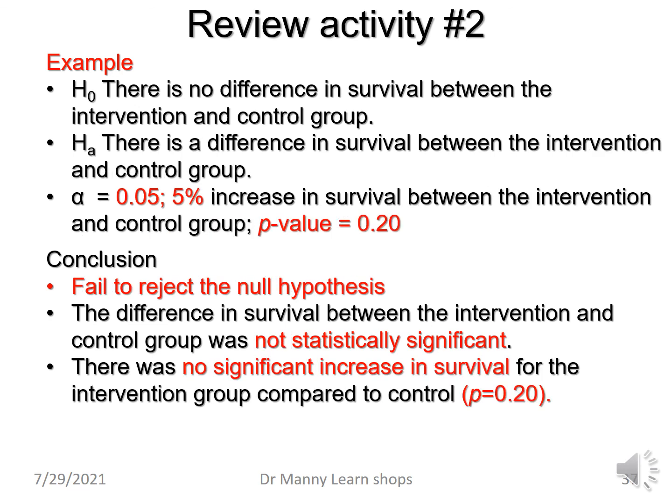In example 2, the null hypothesis is there is no difference in survival between the intervention and control group. The alternative hypothesis is there's a difference in survival between the intervention and control group. The alpha level of probability equals 0.05, a 5% increase in survival rate between the intervention and control group. The p-value is actually equal to 0.2.